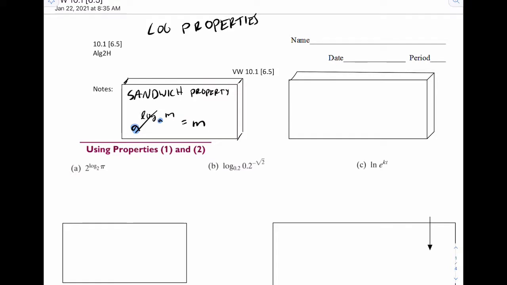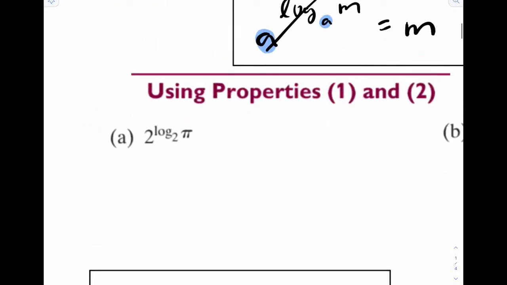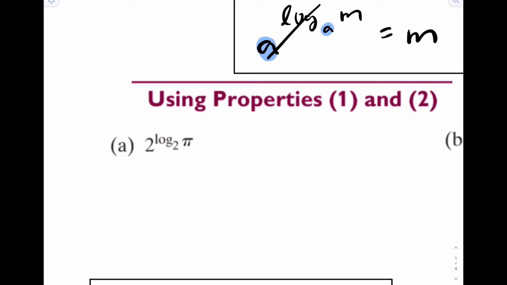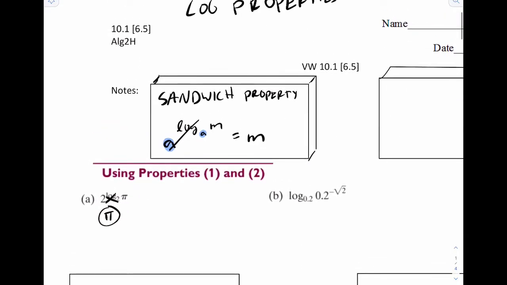And that's because it kind of creates a sandwich, right? This A and this A, same value, kind of sandwich the log. So to use it's pretty simple. If you look right here, I'm in that scenario, 2 and 2 match, cross it out, you're left with pi. Now it seems pretty mysterious, so we need to explain what's actually happening here.